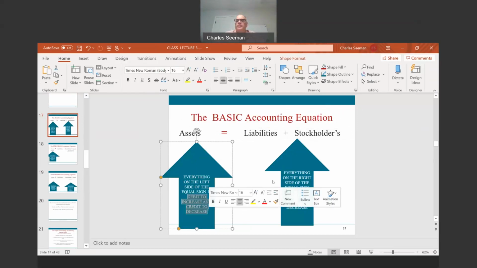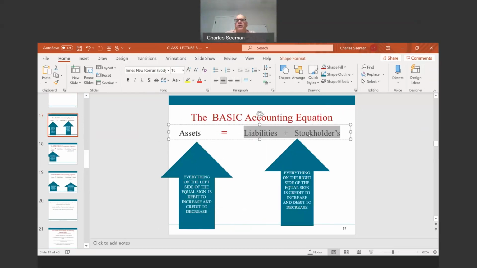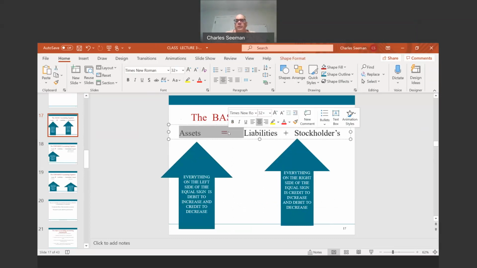And credit to decrease. Liabilities and stockholders' equity are on the right side of the equation. Here's the equal sign, and here's liabilities and stockholders' equity. It's on the right side of the equal sign. Everything on the right side of the equal sign is credit to increase and debit to decrease.